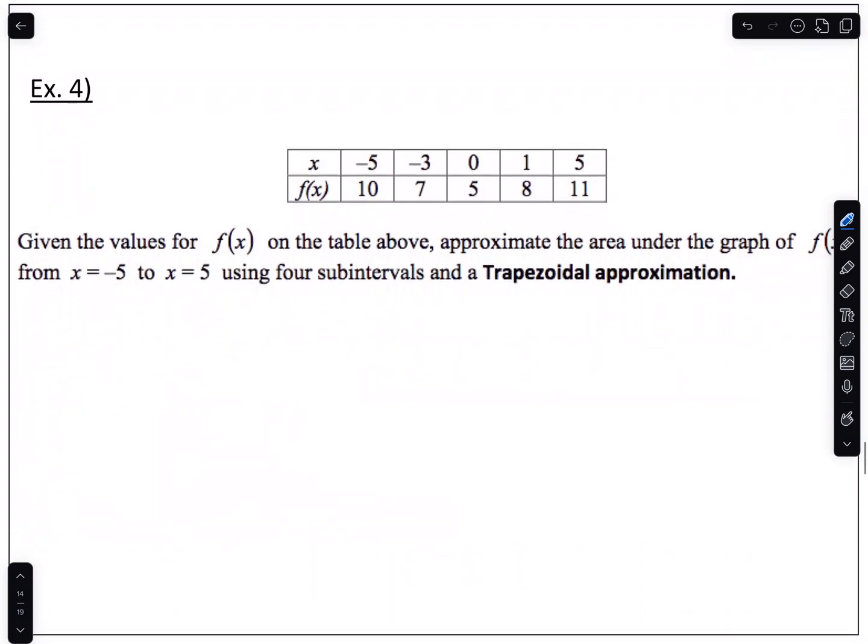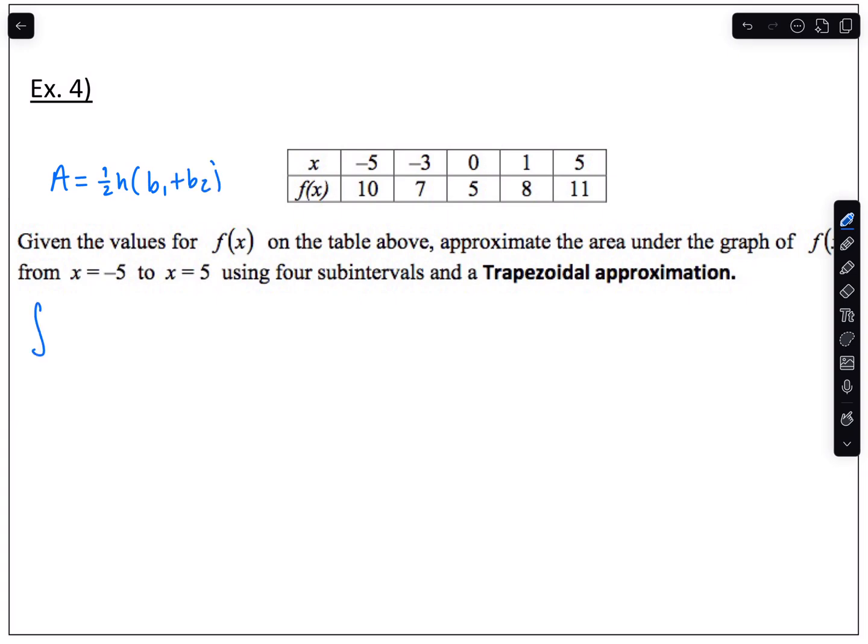So how about example 4? This is similar to the extra bonus example that I did in yesterday's video. I think it's actually maybe even the same table that we have. And it says, given the values for f of x on the table above, approximate the area under the graph from -5 to 5 using a trapezoidal approximation. All right, so then we know, again, the area formula for a trapezoid, 1/2 height times the sum of the bases.